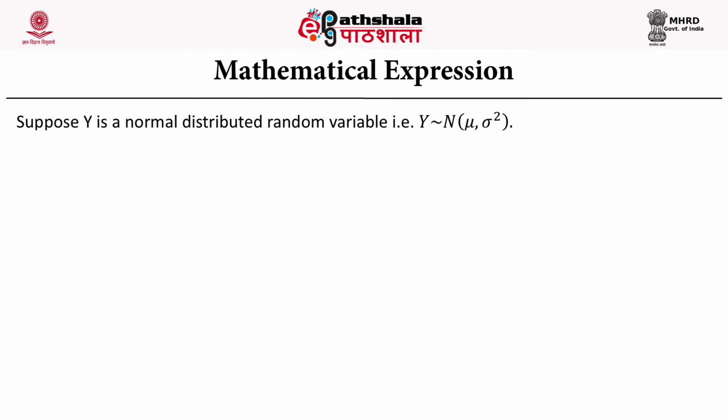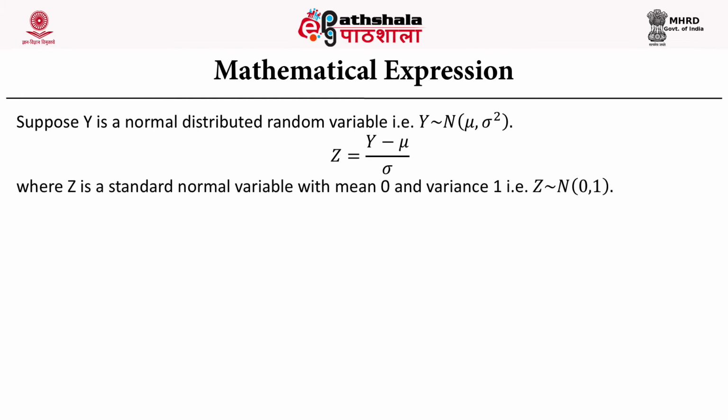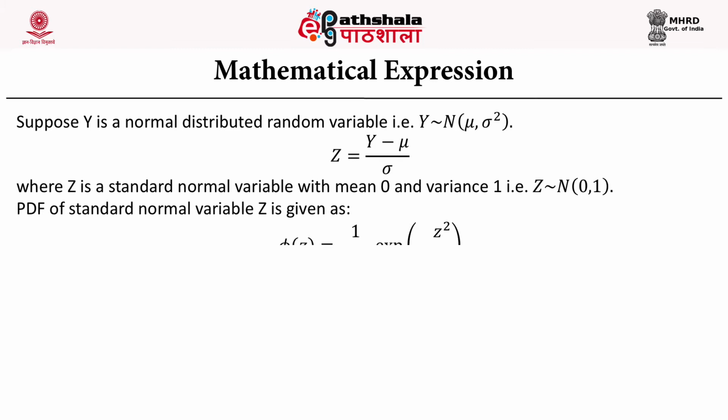So the mathematical expression is given here as: suppose y is a normally distributed random variable, that is y follows normal distribution with parameters mu and sigma square, where z is equal to (y minus mu) upon sigma, where z is a standard normal variable with mean 0 and variance 1, that is z follows normal distribution with parameters 0 and 1. The PDF of the standard normal variable is given as phi of z, which is equal to 1 upon square root of 2 pi exponential minus z square upon 2, where z lies between minus infinity to infinity.